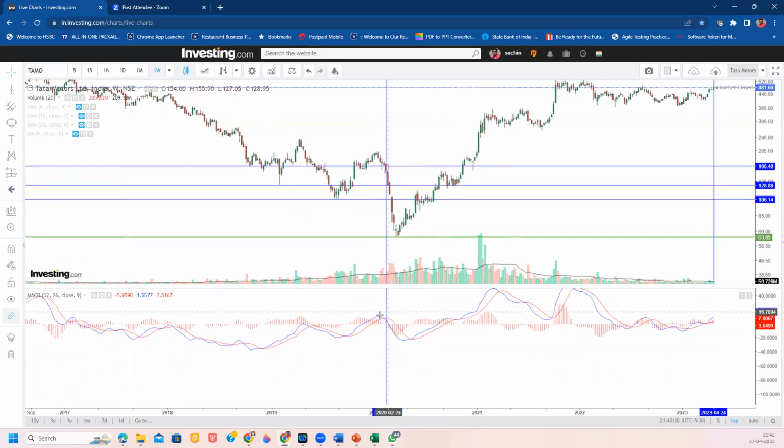So we need to observe what MACD is saying. What we learned is that if there is a positive crossover, that means the blue line is crossing the red line in the upward direction. If the blue line is doing a negative crossover, that means crossing the red line downside. So if you look here, it is doing the negative crossover, that is, the blue line is crossing the red line downward.